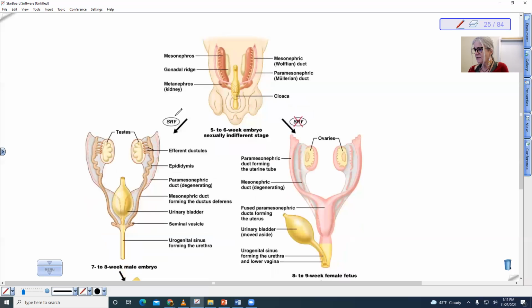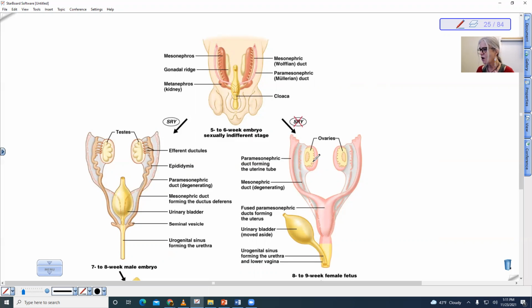So in the male, if the Y chromosome is present, then the gonad will start to produce testosterone, and testosterone is what causes that early embryonic differentiation. So that testosterone turns the internal genitalia male. And so one of the things that happens is that the mesonephric duct is maintained, and the paramesonephric duct actually degenerates. And you'll notice that the mesonephric duct is the one that is closest to the gonad. And there's like a direct connection there.